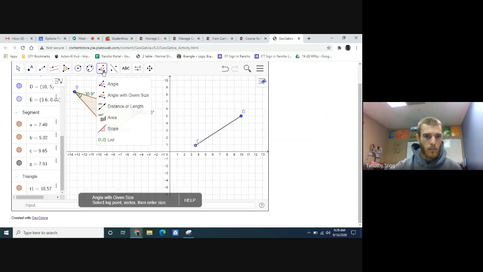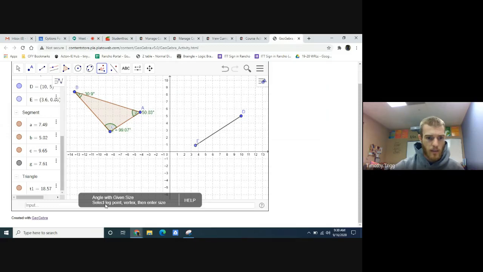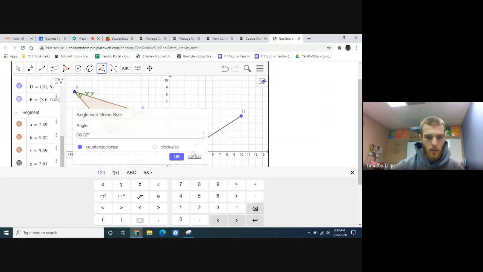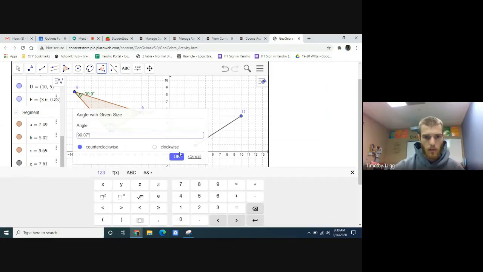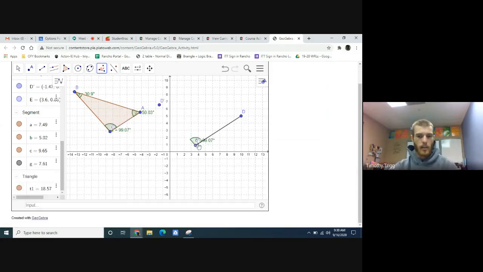So then go to angle. I'm kind of learning this with you guys. So we want to select leg point, vertex, then enter size. Leg point. Leg point. Okay, let's try that. There we go. Okay, so I clicked the point, then clicked this segment. Okay, that was a little tricky.